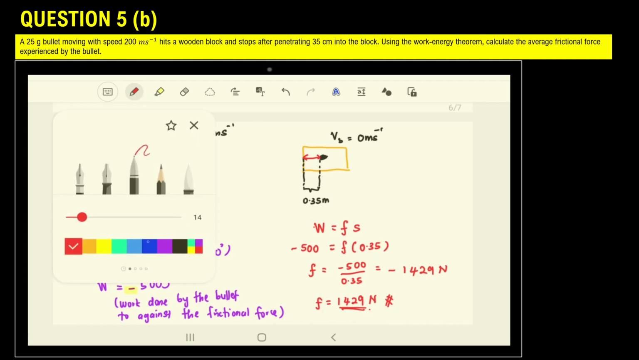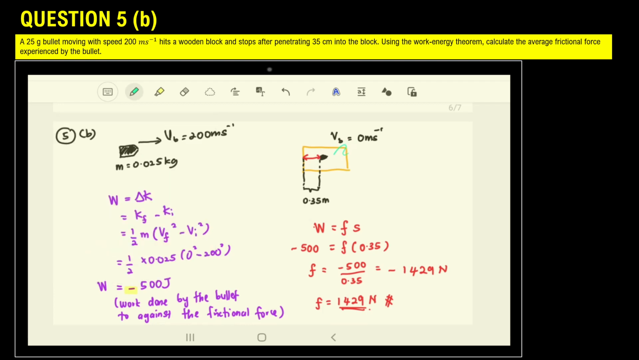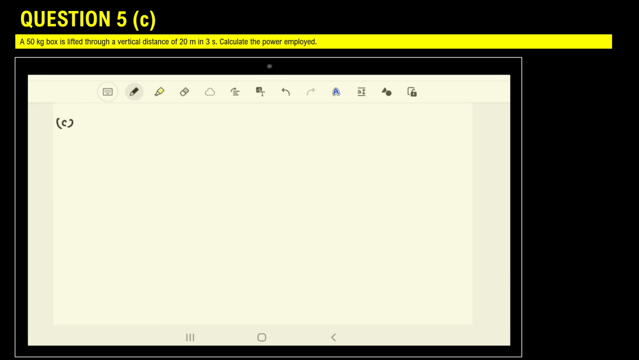So the bullet is moving in this direction, right? So the direction of the frictional force should be the opposite direction. Okay, so that's all. Now question 5C.